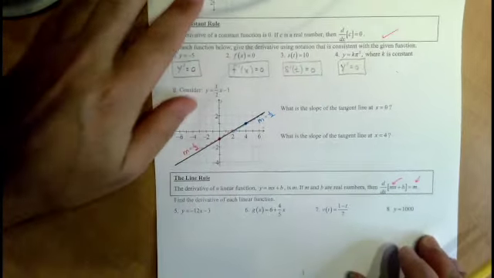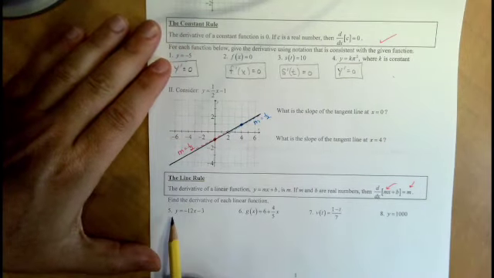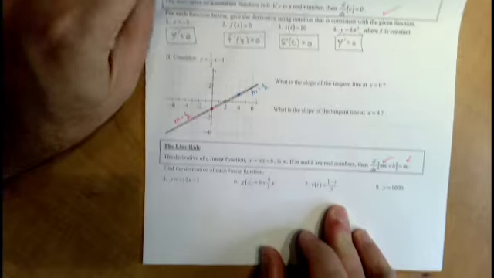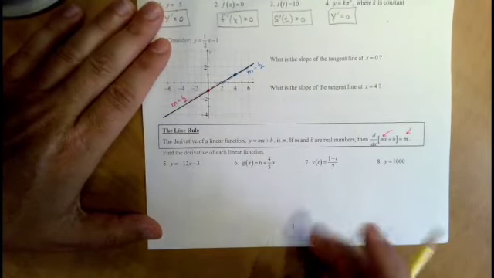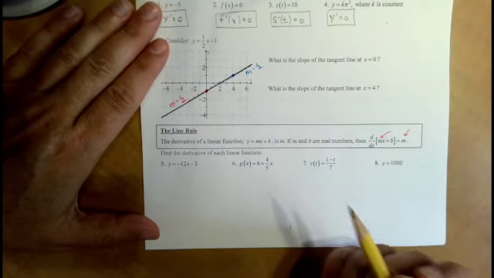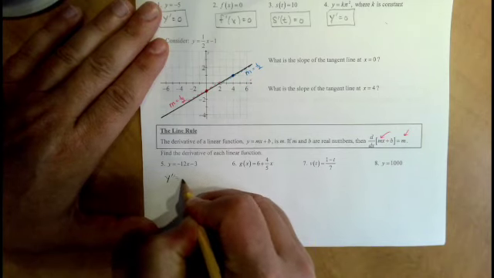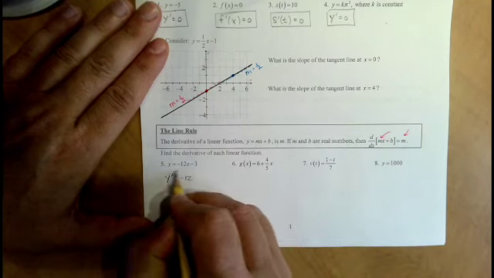So question number 5, y equals -12x minus 3. This is a sloped function with a slope of -12. So the derivative will be -12. And that'll be notated as y prime equals -12.